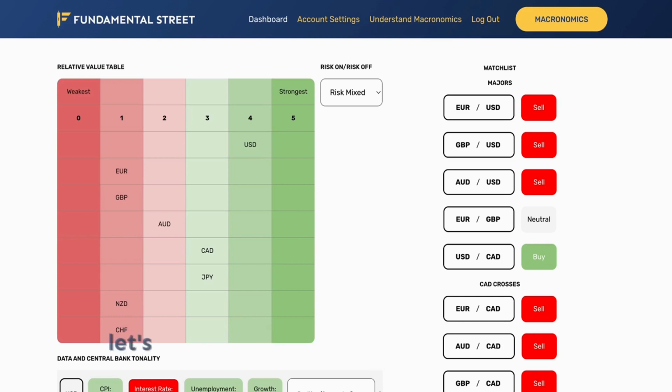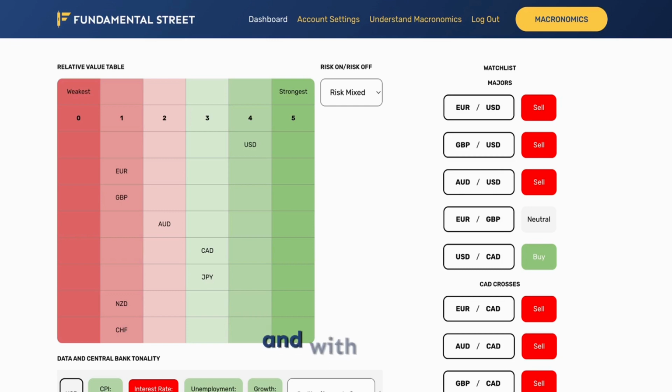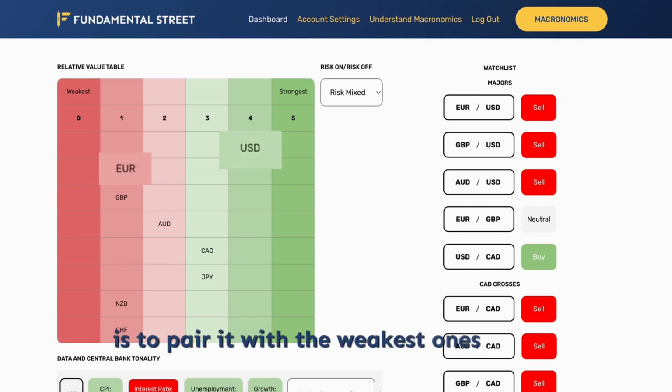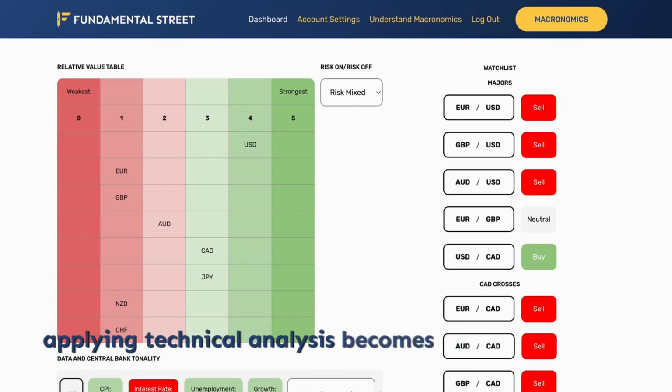With that said, let's dive into the Macronomics dashboard. The first thing you see after you enter the dashboard is the relative value table. All this table does is compare the weakest and the strongest currency, and with that, find the best relative value pair to trade. The dollar at the moment of recording is sitting as the strongest currency, and what we want to do is to pair it with the weakest ones to find the path of least resistance. Once you have the direction, applying technical analysis becomes much easier.